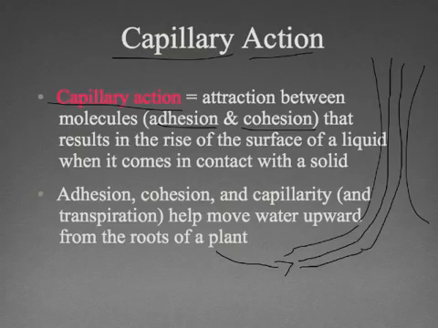It will use adhesion to stick to the sides of these tubes, and it will use cohesion to stick to the other water molecules. So by sticking to the sides of the tube, it can almost climb up the tree, right? And by sticking to the water molecules behind it through cohesion, it can pull those molecules up the tree.